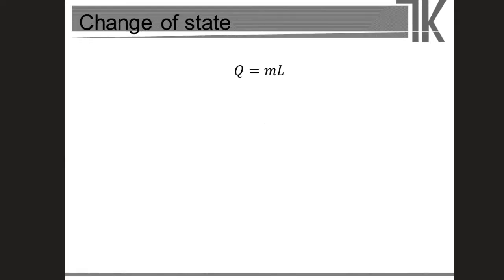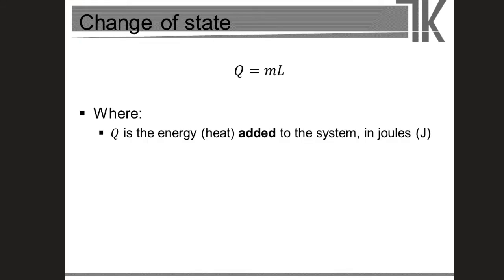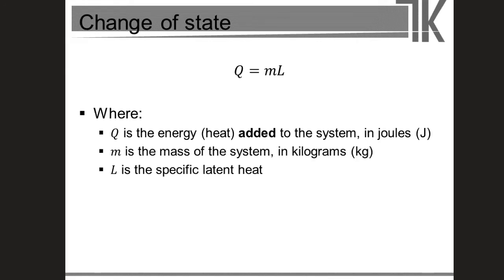So the equation for changing state is Q equals mL, where Q is the energy or the heat added to the system, measured in joules. M is the mass of the system in kilograms, and L is the specific latent heat, and we'll go through the units in a second. Make sure you get this equation into your notes with what each of these variables is and their units. Leave a space for the units on L so you can come back and put those into your notes.